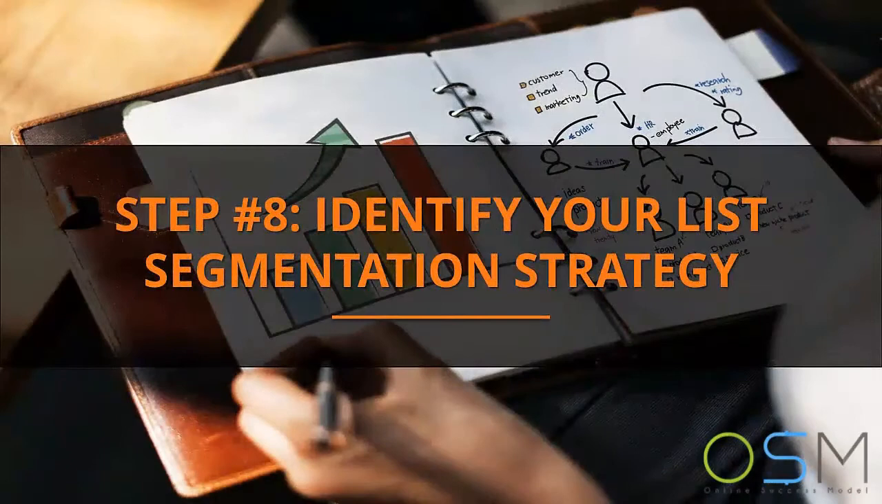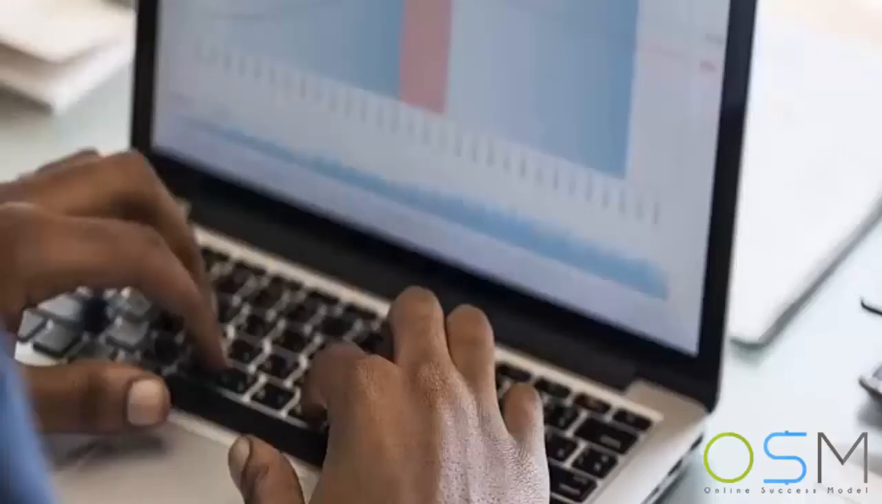Identify your list segmentation strategy. By separating your list subscribers into smaller sublists based on specific interests or preferences, you can send them more targeted information, and this can lead to them buying more products. You can also segment people based on their purchasing behavior.